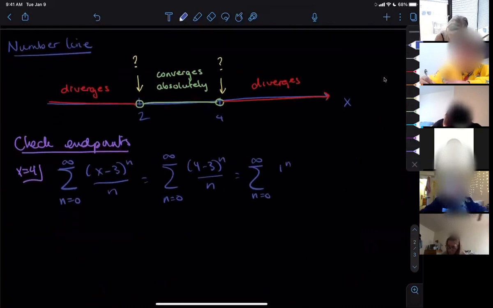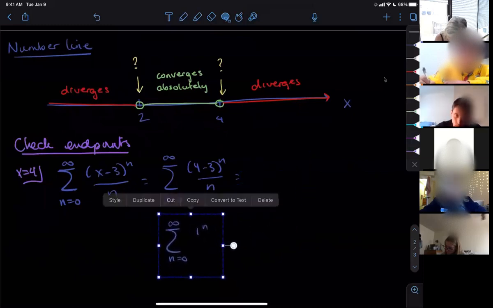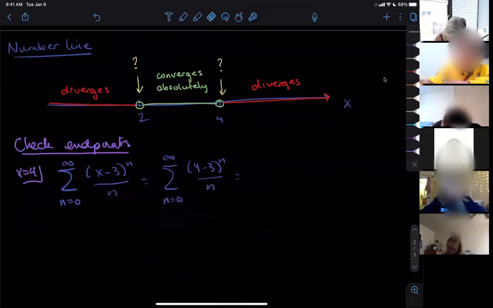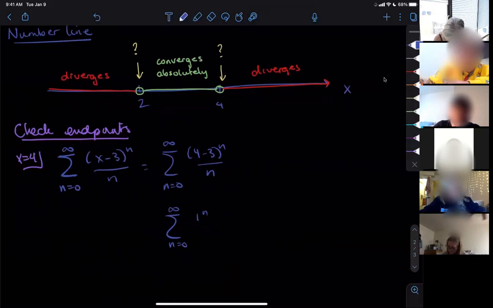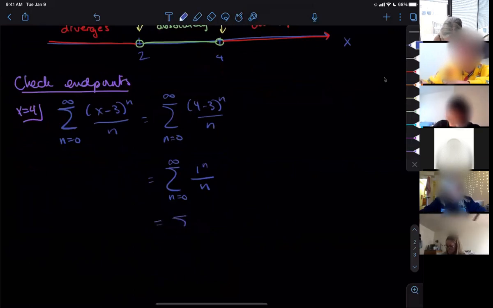I should be doing this down. Let's move this. It's easier to read when computations go down. And that's just 1 over n.